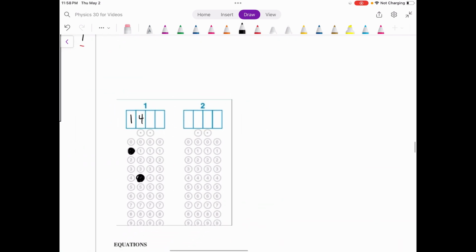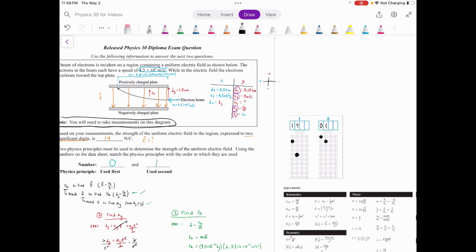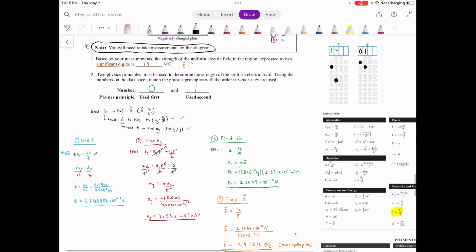So for this one, if we were writing the diploma, we would say 0, 1, bubble in the 0, bubble in the 1, and there we go. Done. 2 marks really for 1 question on the diploma. 1 for this, 1 for this. Granted, this is a bit of a longer, tougher one, but still, 2 marks, 1 question, not bad.